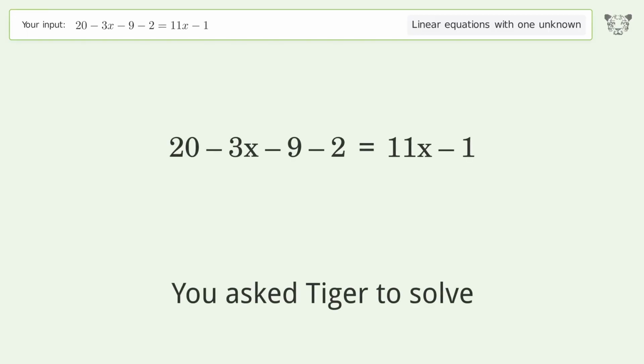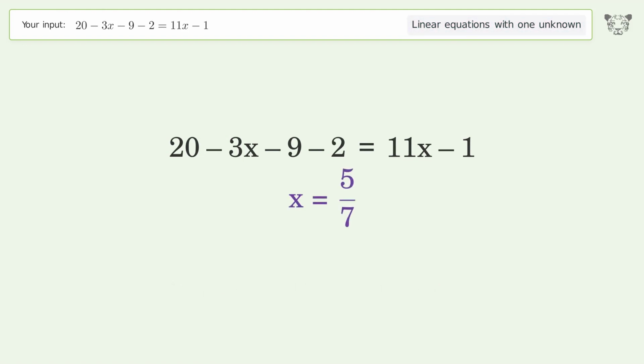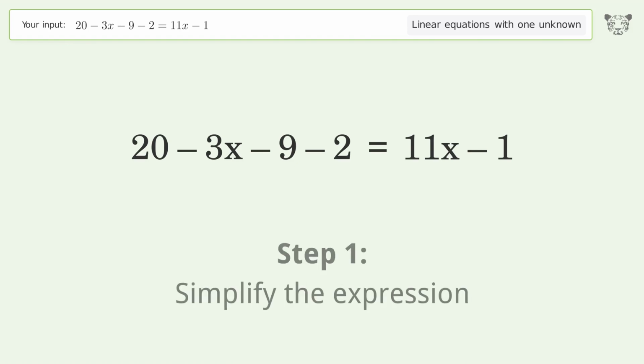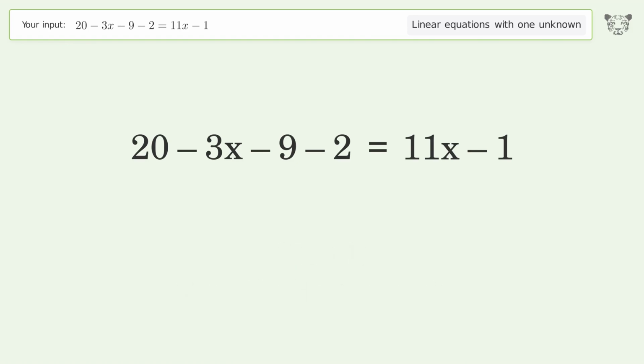You ask Tiger to solve. This deals with linear equations with one unknown. The final result is x equals 5/7. Let's solve it step by step. Simplify the expression. Group like terms.